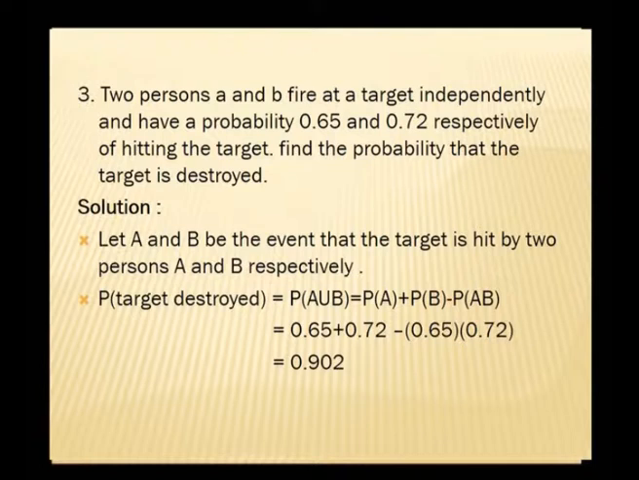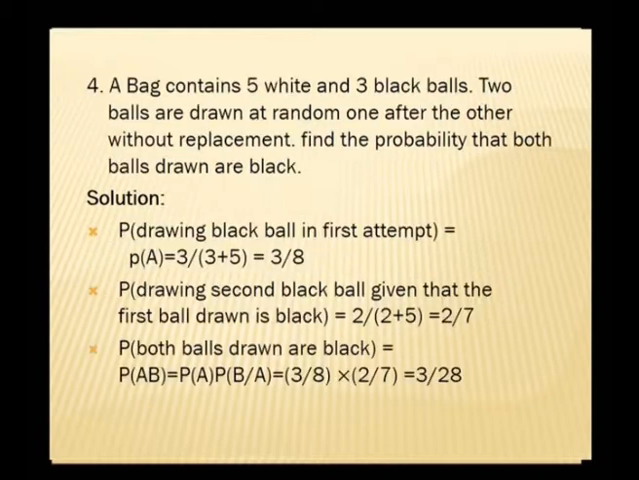So, when you substitute in this, P of A, 0.65, plus P of B, 0.72, minus P of AB, which will be 0.65 into 0.72. On simplifying, we get the probability that the target is destroyed to be 0.902.